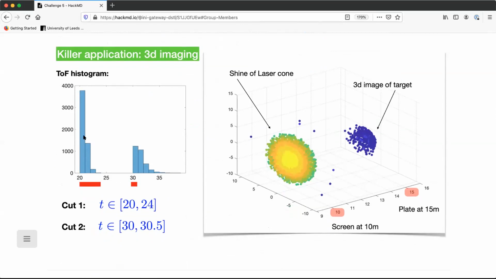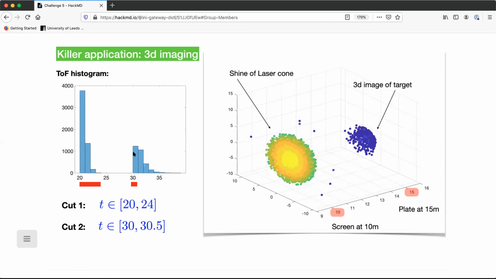So this is a signal from the screen. Here, 30 meters over c is the time, and the photons come back from something behind the screen. The red bar now indicates the cuts which I have applied. So there's a cut between 20 and 24, and then I don't consider photons coming in here. And then we already know that for deblurring, the optimum is between 30 and 30.5.